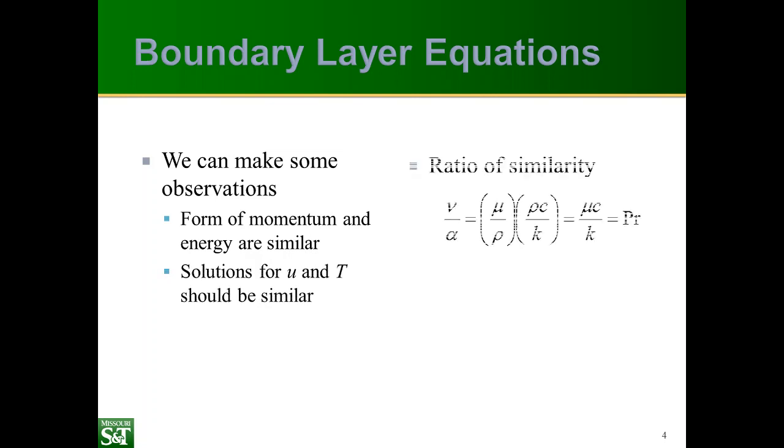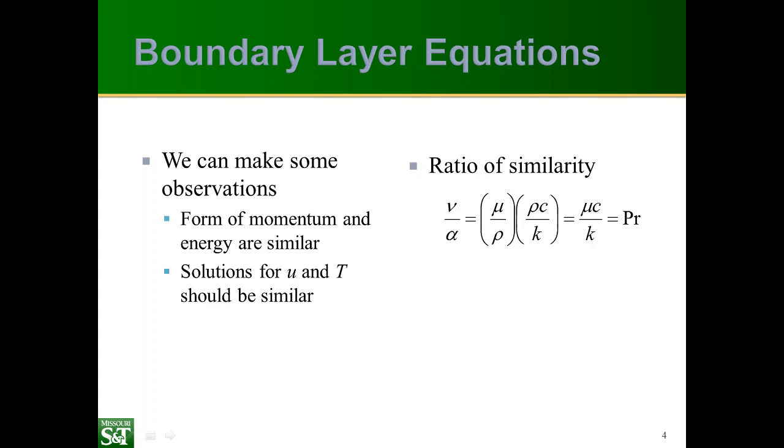We can also look at the relationship between nu and alpha, the kinematic viscosity and the thermal diffusivity. And we can actually say that that ratio is dimensionless. It's a dimensionless number called the Prandtl number. So nu, the kinematic viscosity, and alpha, the thermal diffusivity, both represent molecular behaviors, molecular diffusion, and so they have the same dimension. If the Prandtl number is equal to 1, then these two numbers have the same value, and u and T will have identical solutions.